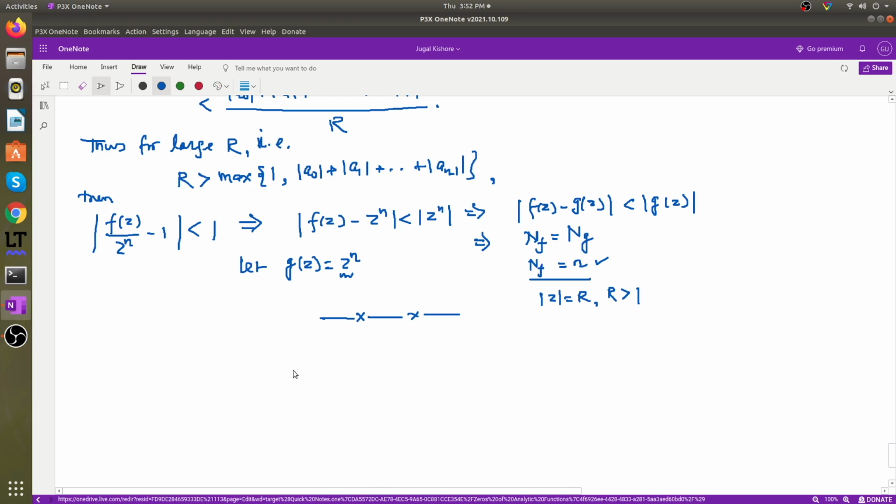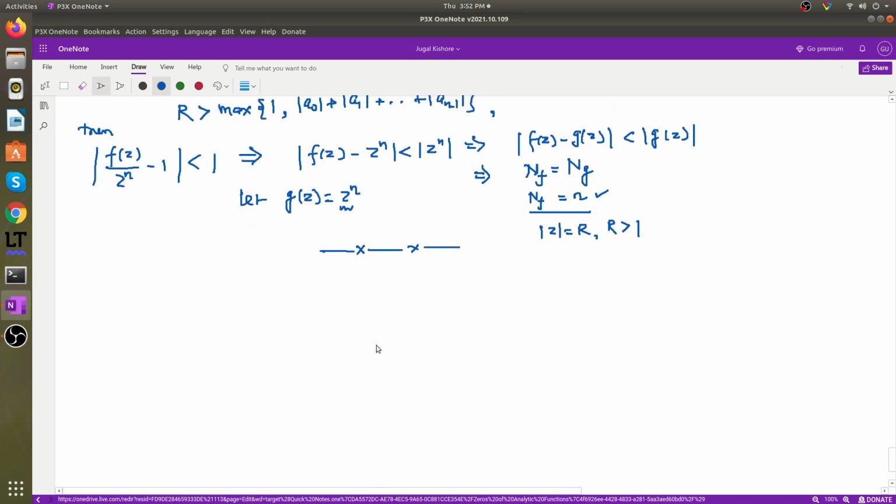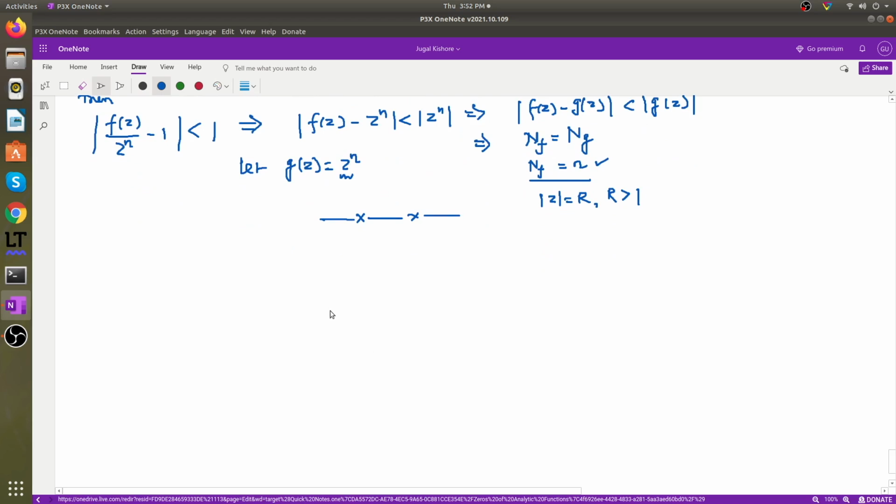Now we are interested in one more application of Rouche's theorem, that is the open mapping theorem, which is itself a very important result, and it says the following.